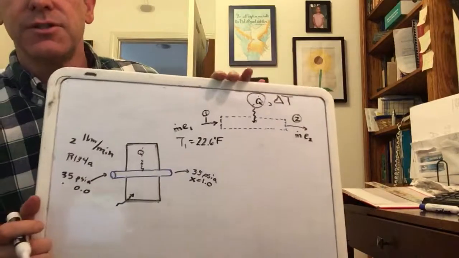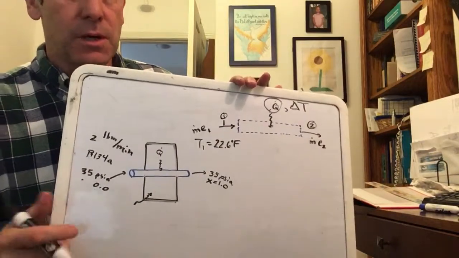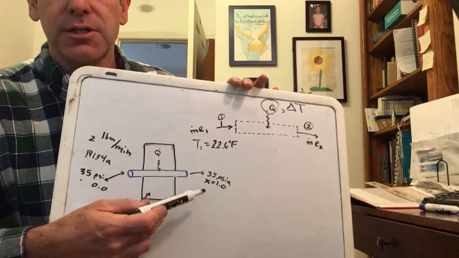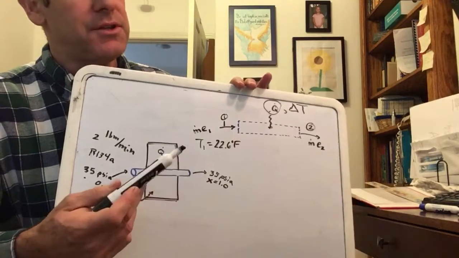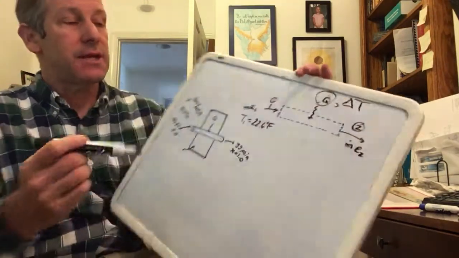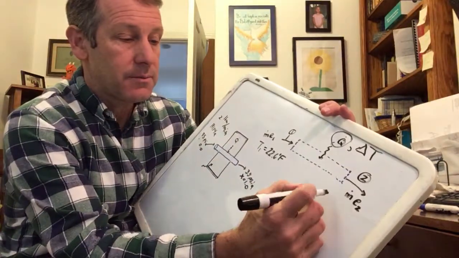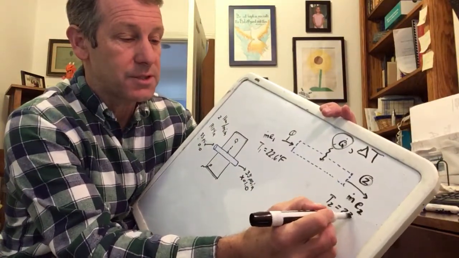Okay, how about T2? Well, it's coming out at the same pressure, and it is also saturated, a saturated vapor, but the temperature is going to be the same. It's also going to be Tsat. So T2 is 22.6 degrees Fahrenheit.